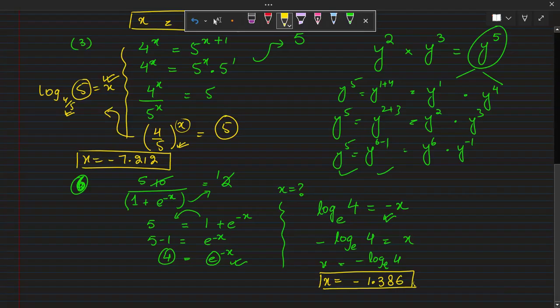Could you find the value of minus ln 4? Minus ln 4. It's the same, sir. Okay, right.